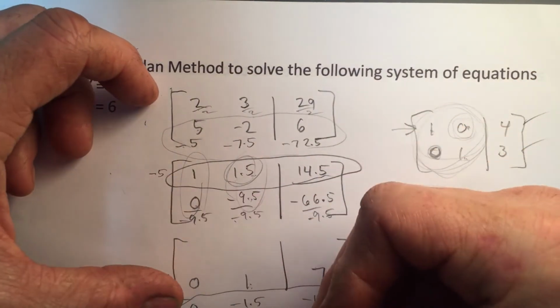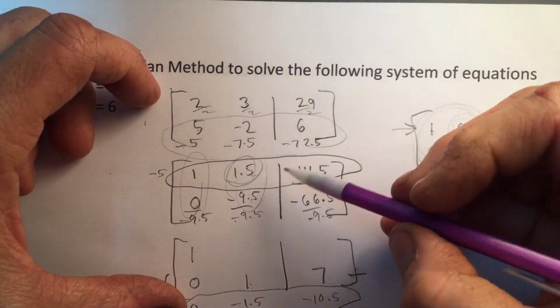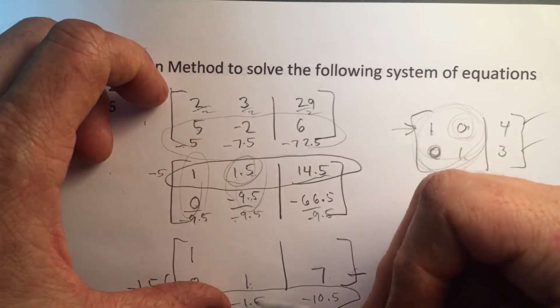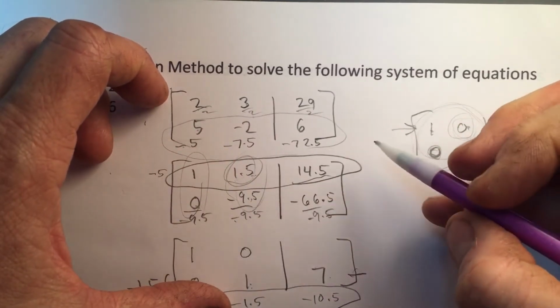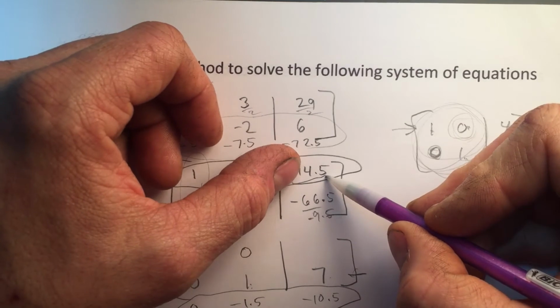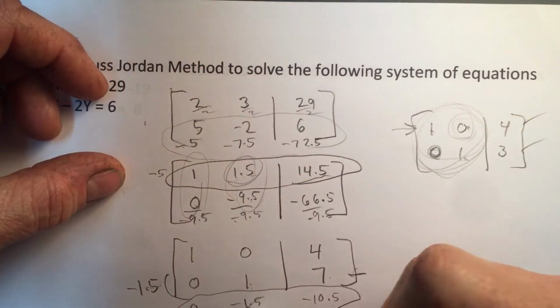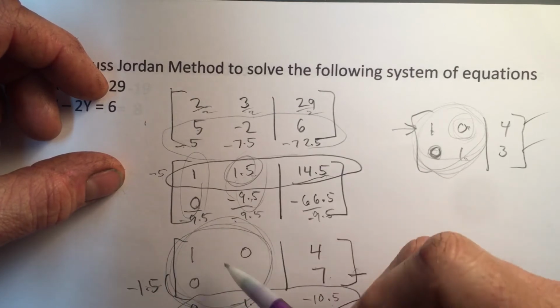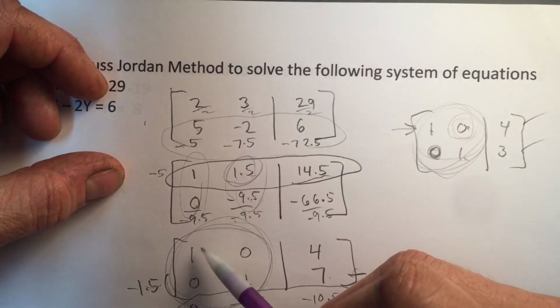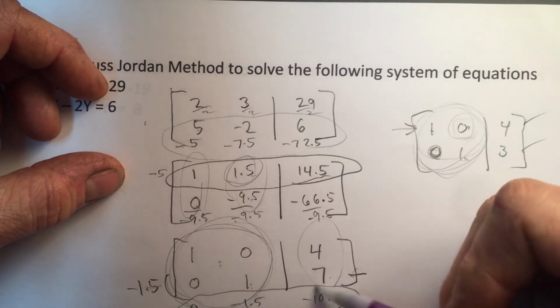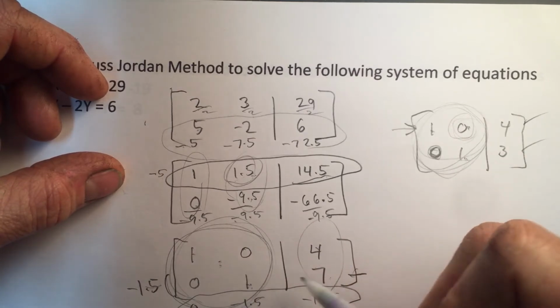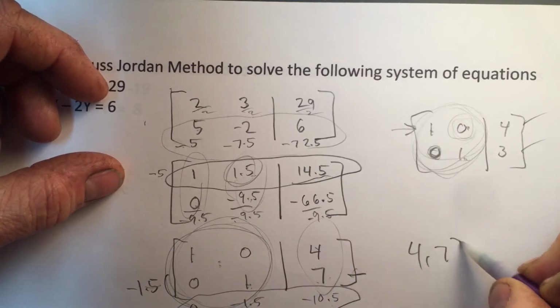So 1 plus 0 is 1. 1.5 plus negative 1.5 is 0. And then 14.5 plus negative 10.5 is 4. And there you go. I've got what I want right here. Actually, this is called the identity matrix. And over here, x is 4, y is 7. So 4, 7 is my solution.